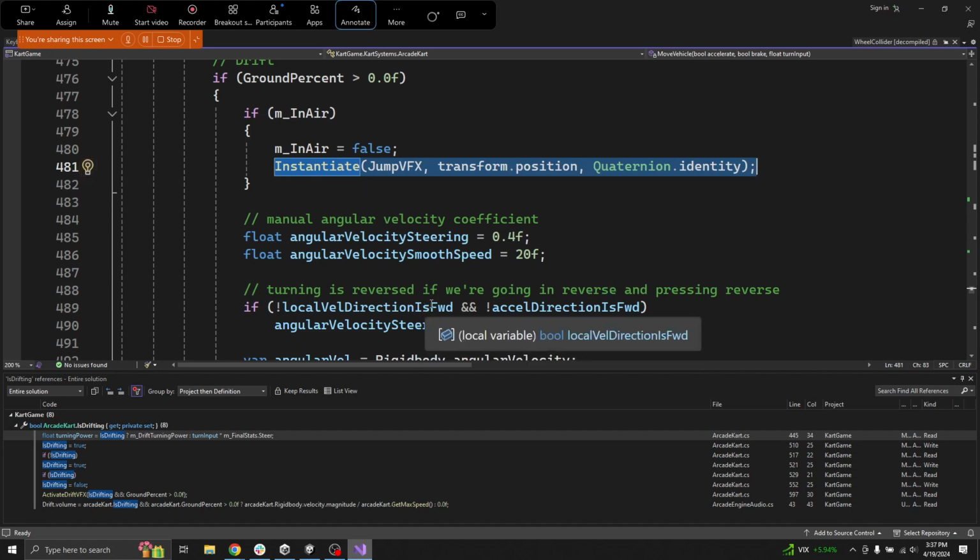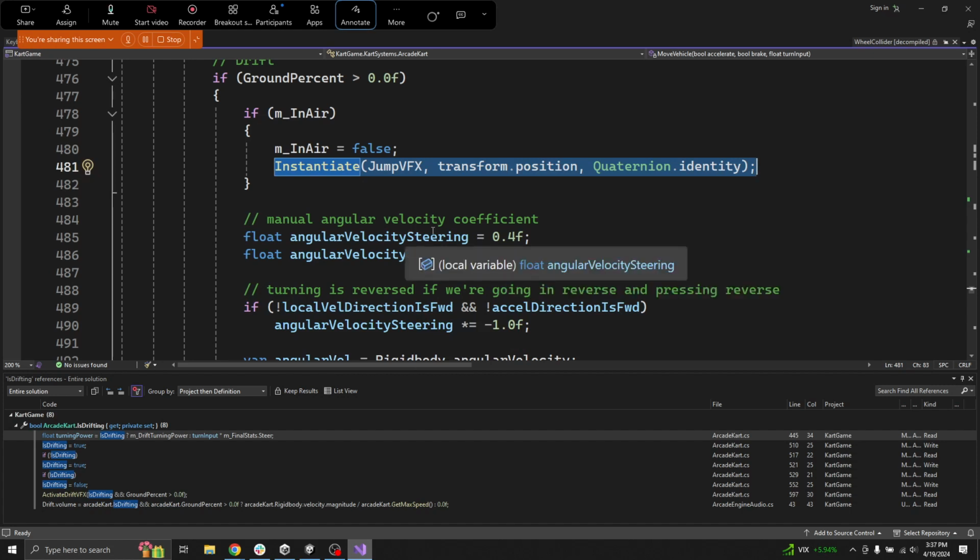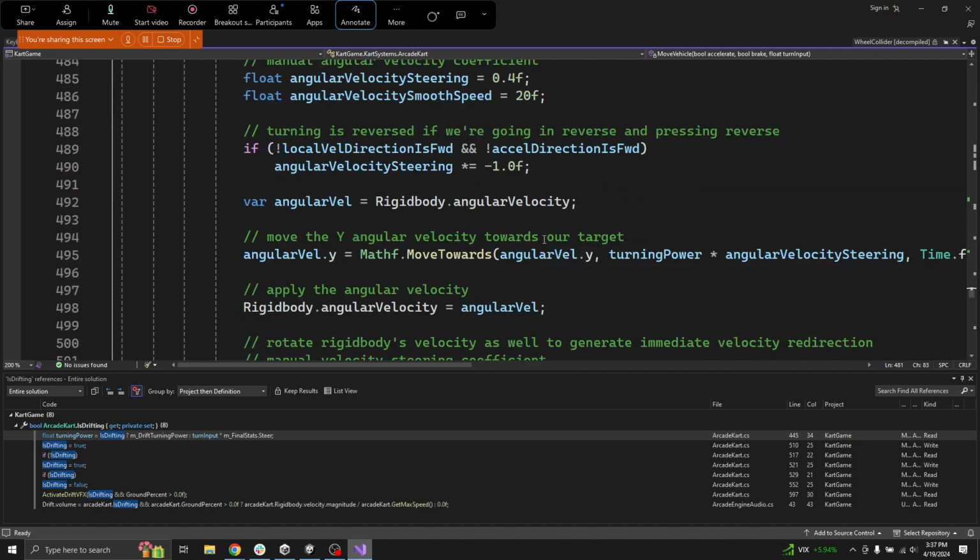Manual angular velocity coefficient. All right, angular velocity steering. So angular is like your velocity, your turning velocity basically. In steering and smooth speed, these numbers are set.